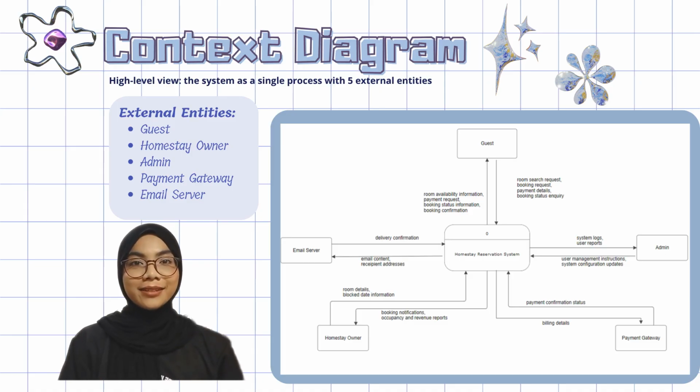This context diagram shows the homestay reservation system as a single process interacting with 5 external entities: the guest, homestay owner, admin, payment gateway, and email server. It provides a high-level overview of how information flows between users and the system.